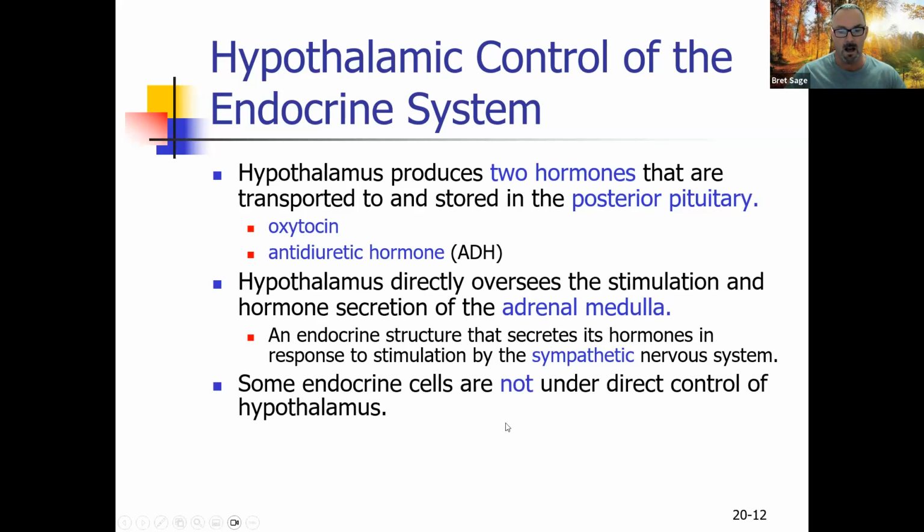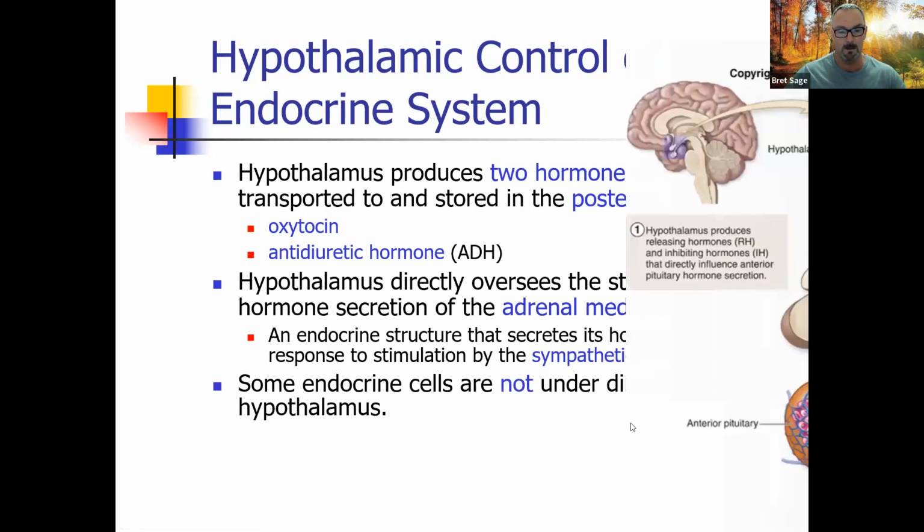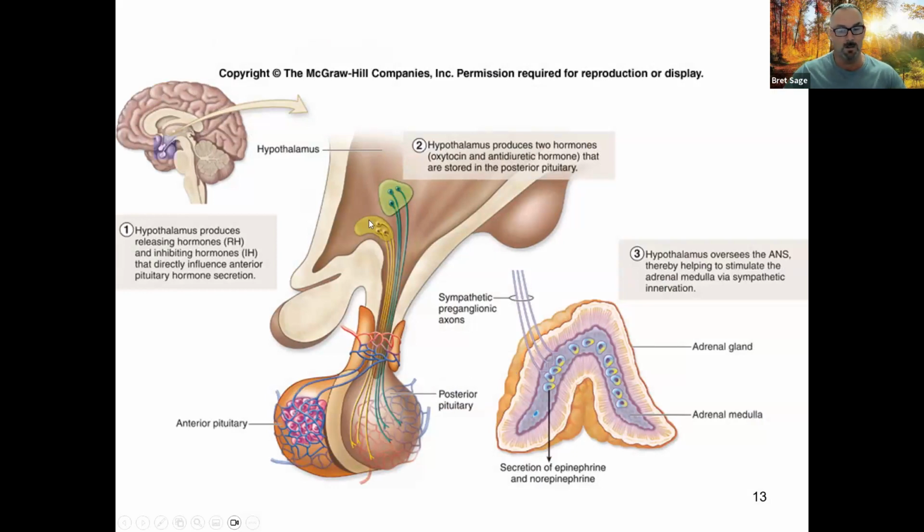Some endocrine cells are not under direct control of the hypothalamus. And this shows you some of the mechanisms associated with it. This is showing you the adrenal medulla and sympathetic preganglionic axons coming down there when a signal from your brain comes in and says, hey, release epinephrine and norepinephrine, sometimes called adrenaline. It can increase your ability to react in a way that will save your life, increasing blood glucose, increasing alertness so that you can fight or flight, run or fight.